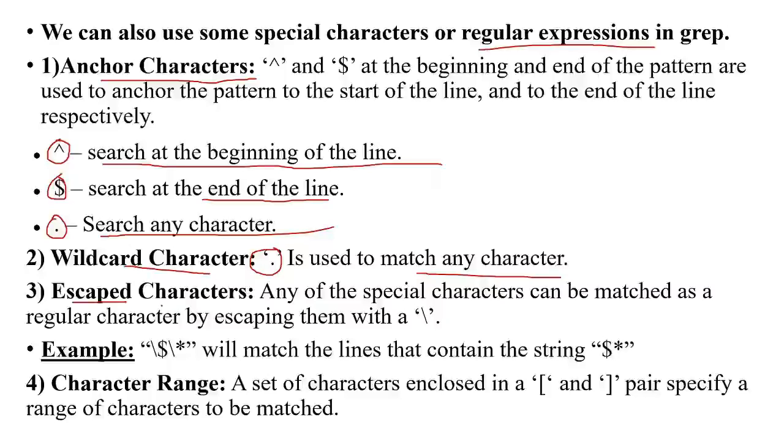Then the escape character. You can use the grep command with the escape character, that is the backslash. So even the slashes are used to match patterns. In this way, these are used to match with the pattern. So we'll match the lines that contain the string dollar. Then character range: you can also use the square brackets for the range. Whenever you want to search from a particular range, a particular pattern, then you go for these square brackets.